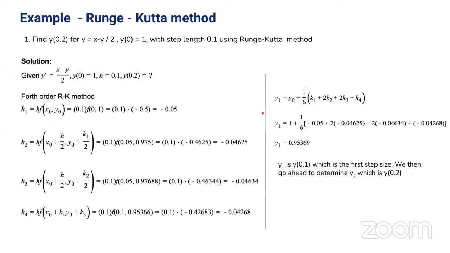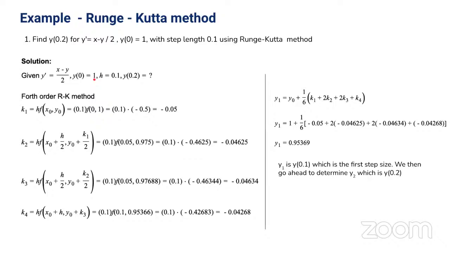So I'll take only one example for the Runge-Kutta method. The example says we should find y at 0.2 for y prime equals x minus y over 2, with y of 0 equals 1. Our step length is 0.1. Given our equation y prime equals x minus y over 2, our initial condition x naught is 0, and our y naught is 1.